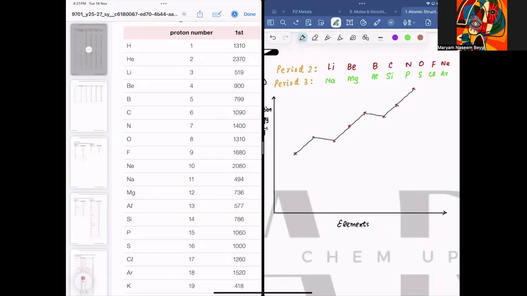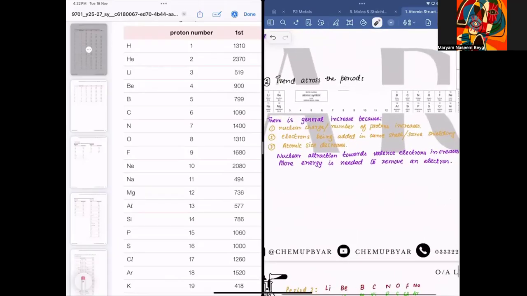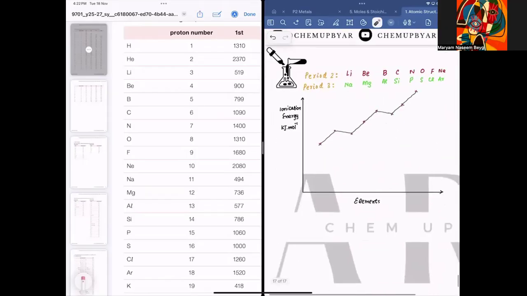Sir, across the period, won't the graph be constantly increasing? No, it won't. But the general trend, what we have discussed, is that there is a general increase. So that's what we are observing. There are 2 points where there is a dip. We are going to discuss the reason, and the examiner also asks that in the paper. But in general, if you see the first one and the last one, the general trend is that it increases. So if the examiner just asks you to show or explain the general trend across the period without mentioning anything, then you are always going to explain these points that we did in the last class. Is this clear, Mariam? Nile?